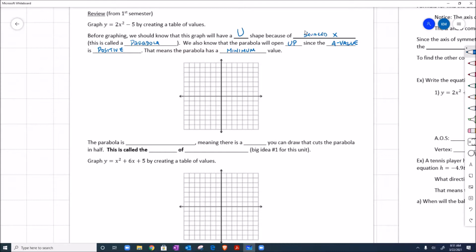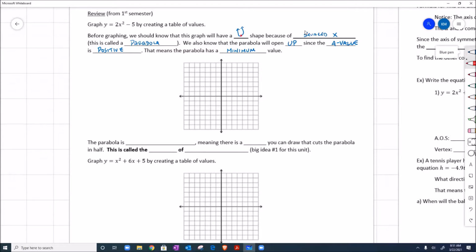And when we talk about minimum, we're saying there is a lowest point. If we look at our parabola, it will continue up forever, that U shape, right? And this bottom point would be the minimum. So when it opens up, it has a minimum. When it opens down, it has a maximum point.